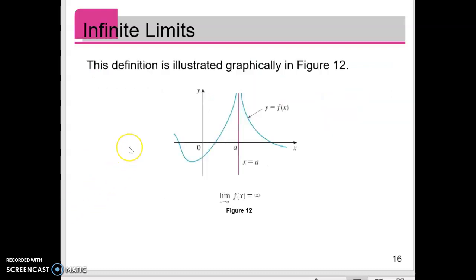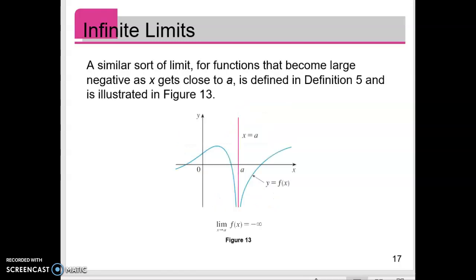Okay, so here you can see the graphical interpretation of that. As x approaches a, the function goes up to infinity. So the limit does not exist, but we can be a little more specific in stating the reason. It's a different reason than why our limit did not exist before. There, the right and the left existed, but they weren't the same. In this case, it's just unbounded. And you can also have negative infinity.